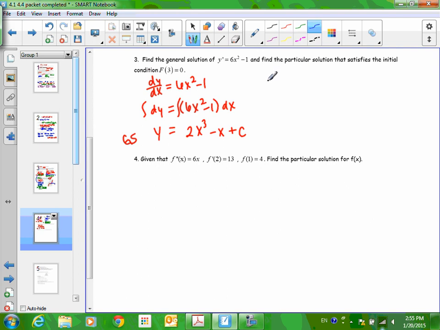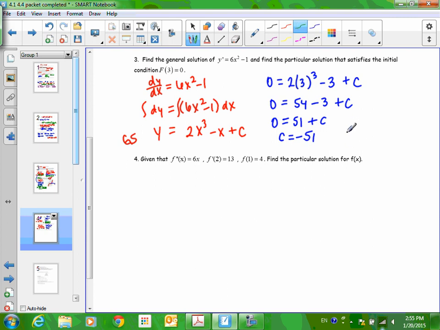All right, in place of y, you should have plugged in a 0. Again, the most common mistake is students plugging in a 3, like they're switching the 3 and the 0. That's the most common mistake. All right, 3 cubed, remember, is 27 times 2 is 54. And 54 minus 3 was 51. So C ended up being -51, which seems kind of weird, but that's okay. So your final answer, your particular solution, should have been y equals 2x cubed minus x minus 51.